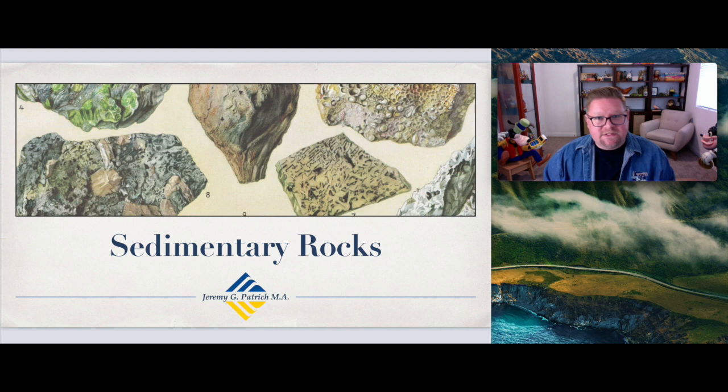So really the purpose of this presentation is to walk you through the different types, how they develop, and some of the basic identification tools that we can use to distinguish and identify sedimentary rocks. So let's get going.